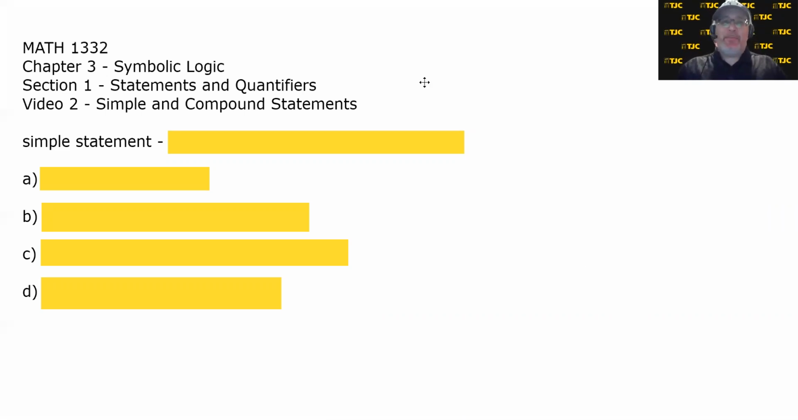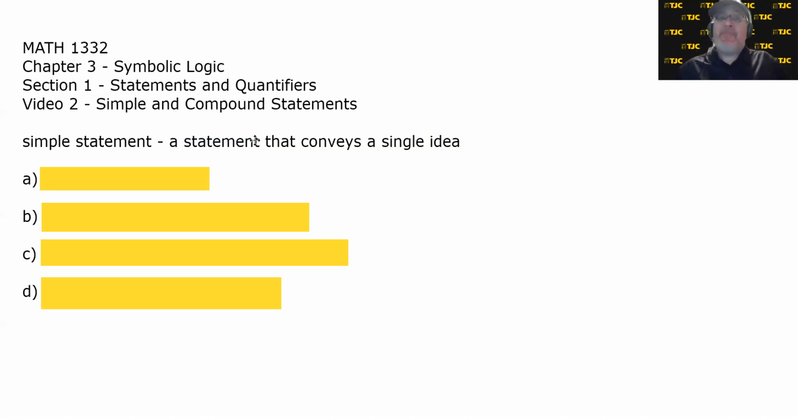What do I mean by a simple statement? And recall that a statement is a declarative sentence that can be determined objectively to be true or false, but not both at the same time. So what is a simple statement? Well, it's pretty simple. A statement that conveys a single idea. That's all. And here I have 4 examples.